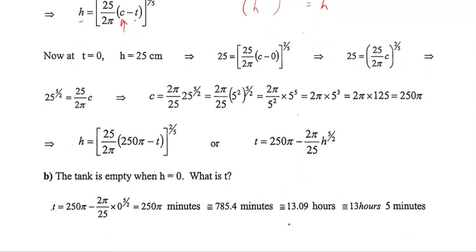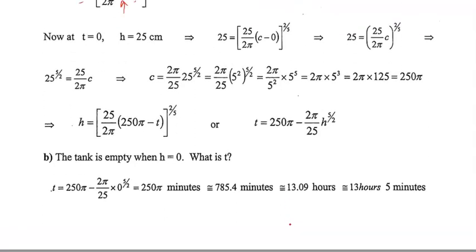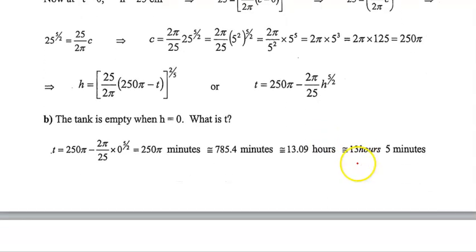So the tank is empty when h equals 0. What is t? Well, obviously when the height of the water drops to 0, the tank will be empty. So how long does it take to do that? Well, t is 250 pi minus 2 pi on 25 times h, which is 0, to the 5 on 2. That gives us 250 pi minutes. That's approximately 785.4 minutes, approximately 13.09 hours, or approximately 13 hours and 5 minutes. That's our first question.